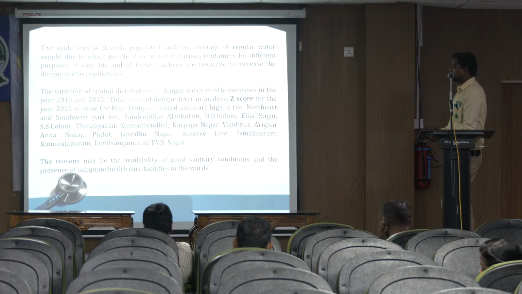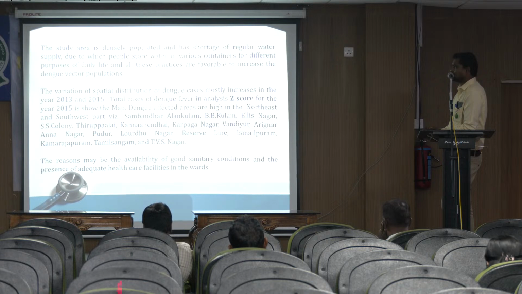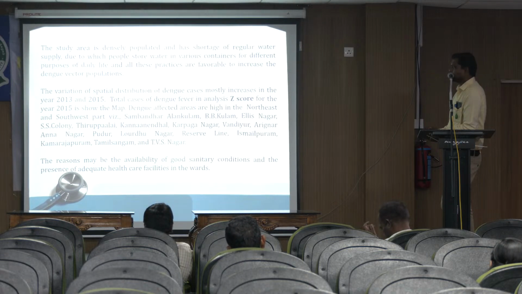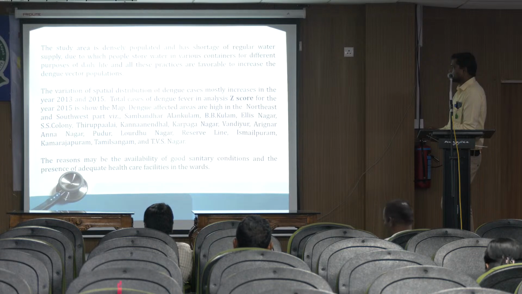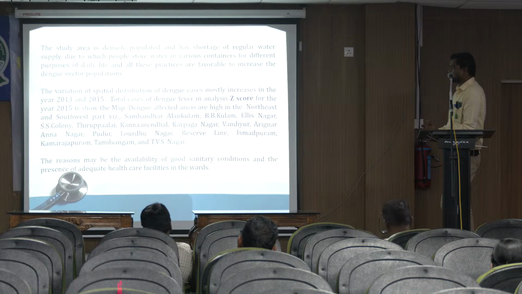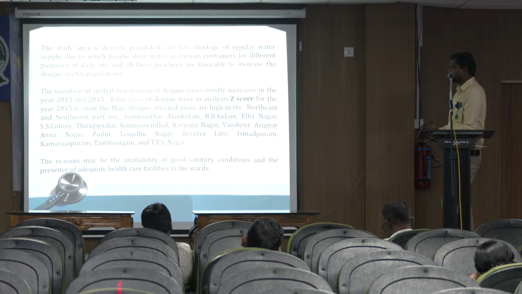Total cases of dengue fever in the Z-score analysis, 2015 map: the dengue affected areas are high in the northeast and south parts of Anayur, Sambandana Kulam, PP Kulam, Ellis Nagar, SS Colony, Tirupalai, Kandindar Nagar, Karpaga Nagar, Vandiyur, Aringarana Nagar, Pudur, Lodur Nagar, Reserve Line, Islamiyapuram, Kamarajapuram, Tamil Sangam and TVS Nagar, which are mostly highly affected by dengue. The reason may be the available good sanitary condition and the health care facilities in the wards in the affected areas.